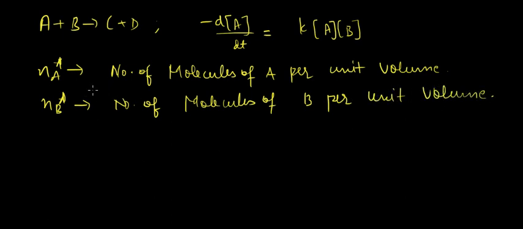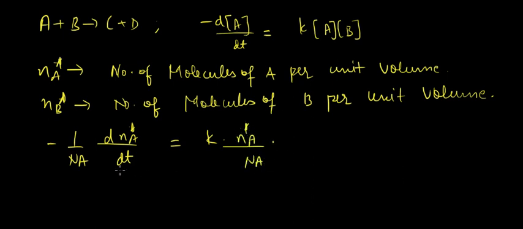Okay, and how will we get the concentration of A? Concentration of A would be Na star divided by Avogadro number. So Na star upon Avogadro number would give us number of moles per unit volume. So we can write here minus 1 upon Na d of Na star divided by dt would be equal to K times the concentration of A, which is Na star divided by Avogadro number, multiplied with Nb star divided by Avogadro number.